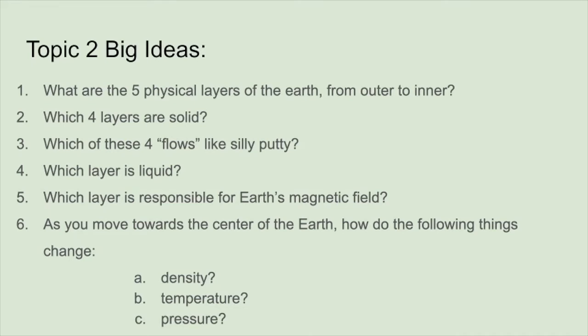Okay, and so before we start topic two, just show you these ahead of time. You can pause the video if you want, take a look at them. Okay, we're going to look now at the layers of the earth. What is it made of? So these are the big ideas you should be looking out for as you go, or that you should come away with at the end.